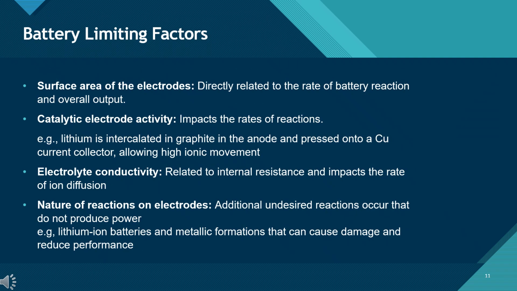Battery limiting factors. When discussing battery performance, it's equally important to understand what limits it. First, the surface area of the electrodes. A larger area allows more reactions to occur and improves output. Second, the catalytic activity of the electrodes. For example, lithium intercalating into graphite at the anode directly impacts the rate at which reactions can occur. Third, we have electrolyte conductivity. If the electrolyte doesn't allow ions to move efficiently, internal resistance increases and performance drops.